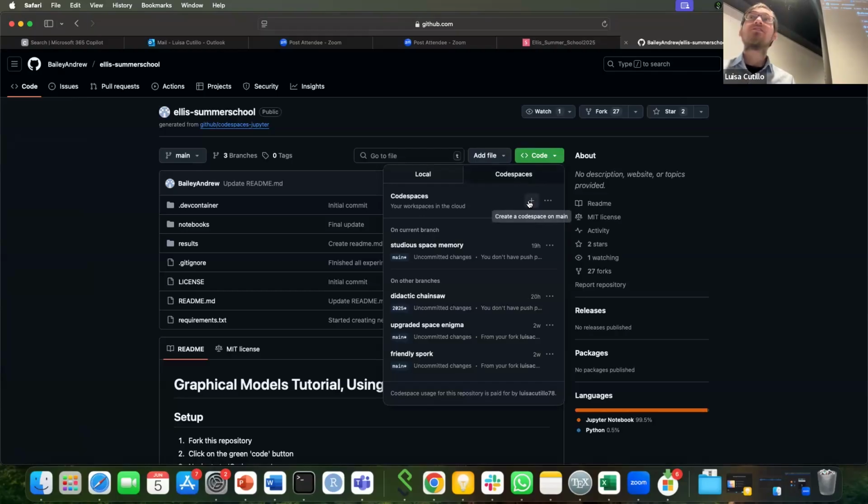and just click this plus. I'll leave my cursor there for a second so that people can see where to go. If you're familiar with Google Colab, GitHub Codespaces is very much like that. It will just create a version of this repository, but in the cloud, so you don't need to download anything on your computer. If there are any problems, let me know.